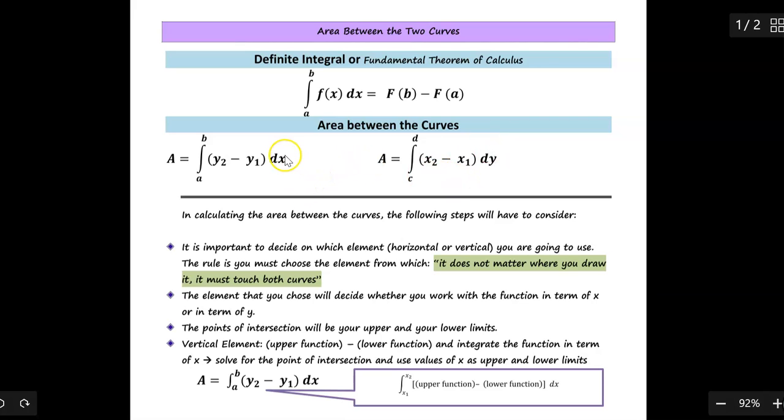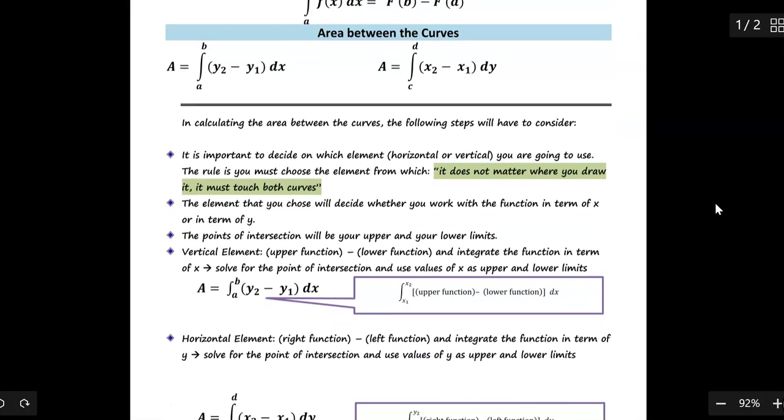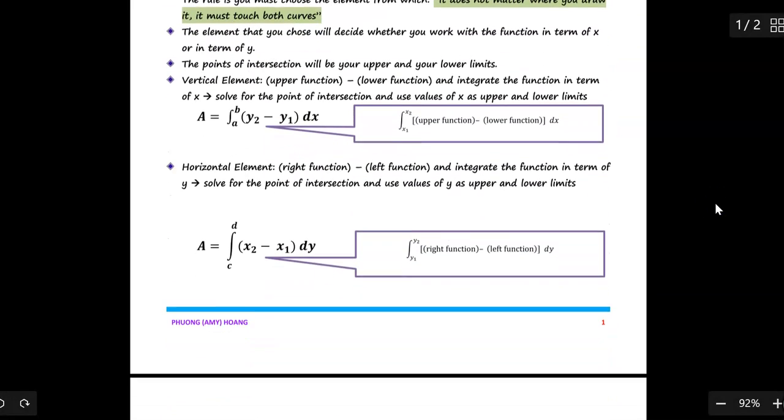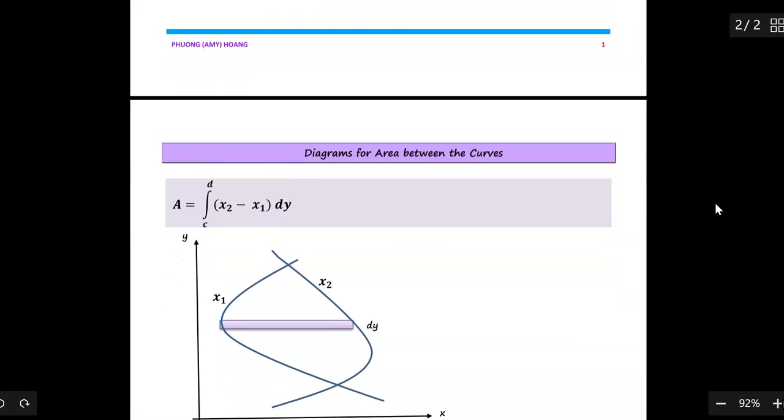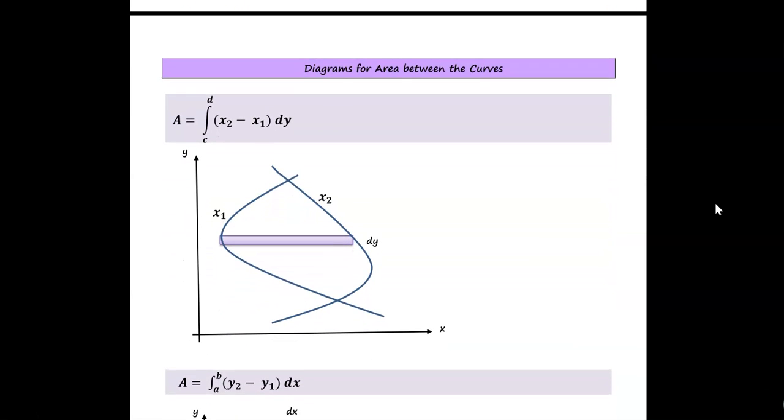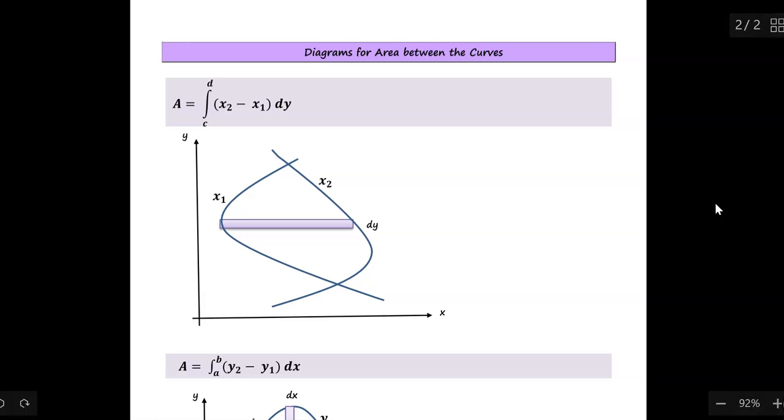So how do you know whether you have dx or dy? The dx or dy are very important elements. In order for you to identify this, you must take a look at the two functions, the two curves that you have. In this case, I have this diagram for everyone. You are going to choose the element so that it has to touch both curves.